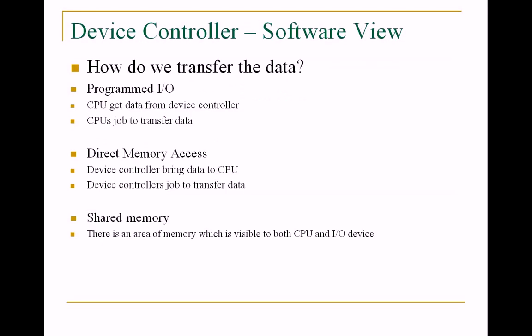How do we transform data? We have three techniques. The first is programmed input and output. With this technique, the CPU gets data from the device controller, and it is the CPU's job to transform data. The second is direct memory access. With this technique, the device controller brings data to the CPU, and it is the device controller's job to transform data.